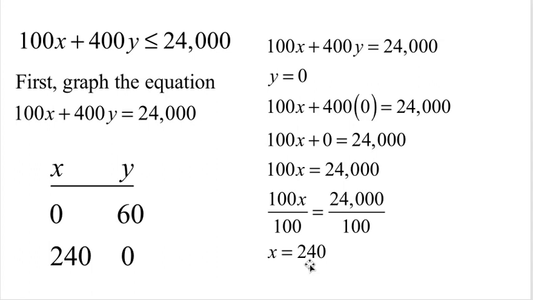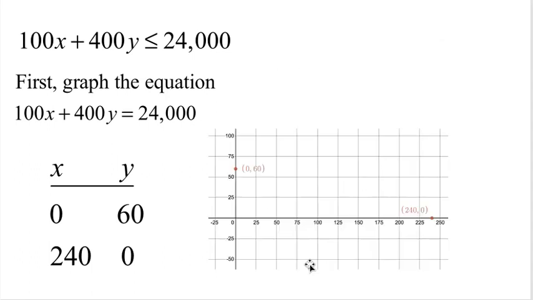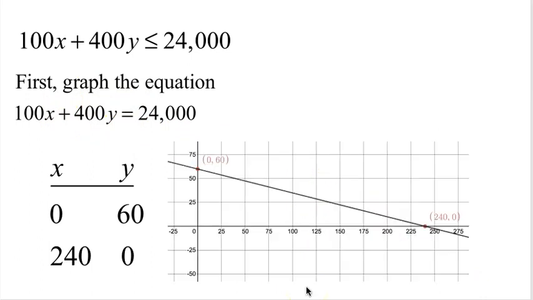So let's see what that looks like. X is 0, y is 60, 25, 50, 60, around there. X is 240, 25, 50, 75, 100, 125, 150, 175, 200, 225, 240 is over here. So the line for 100x plus 400y equals 24,000 will be between these 2 points. So we'll see what that looks like. Now that was the equation. But I want to graph the inequality, so I've got to decide where to shade.